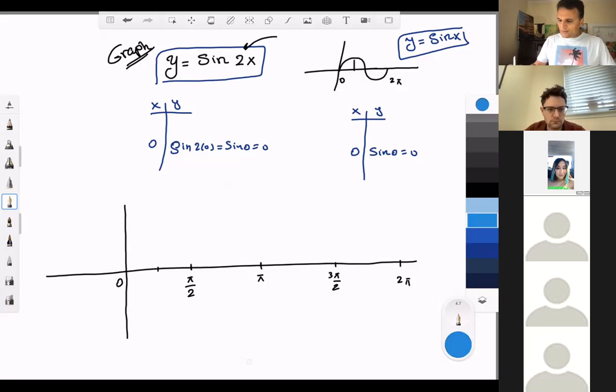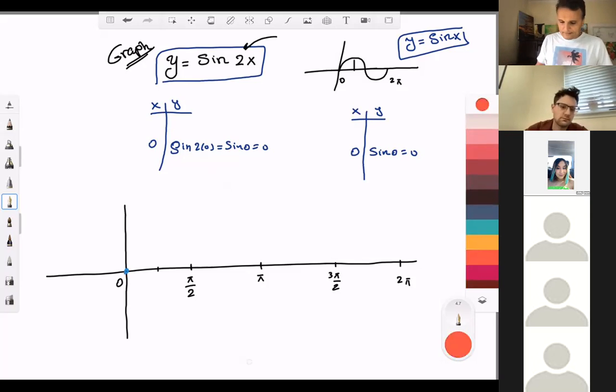So when it's 0, both of them are 0. So this is 0, and both of them show the point. What about if x is pi half, for example? Sine of pi half is equal to 1. So the blue one, at pi half, it was 1 here.